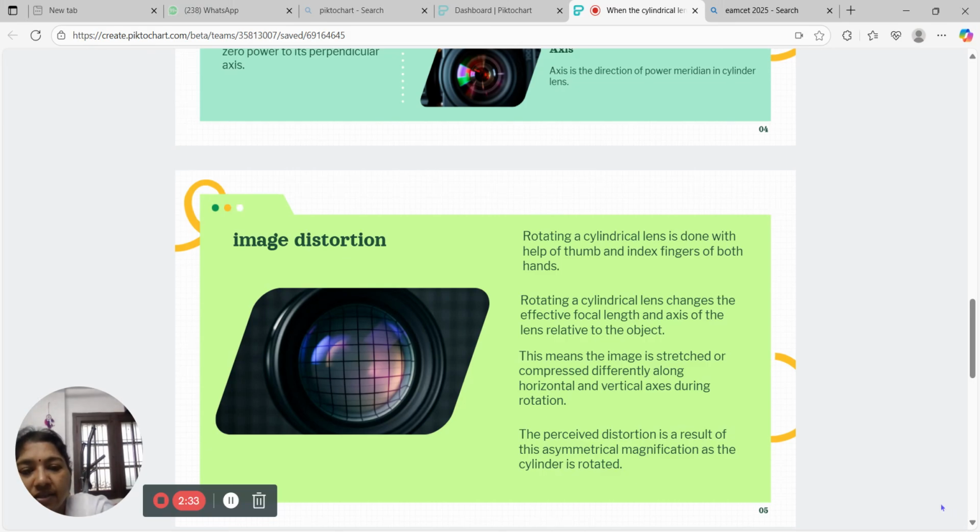When you rotate this cylindrical lens, what is happening? The focal length is rotating relative to the object. Since the focal length is rotating, the focal axis is rotating, and the image is stretched and compressed differently along the horizontal and vertical axis during this rotation.